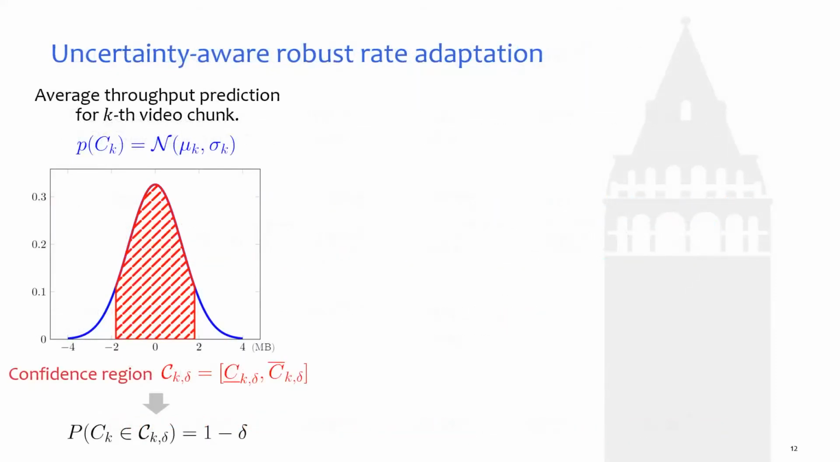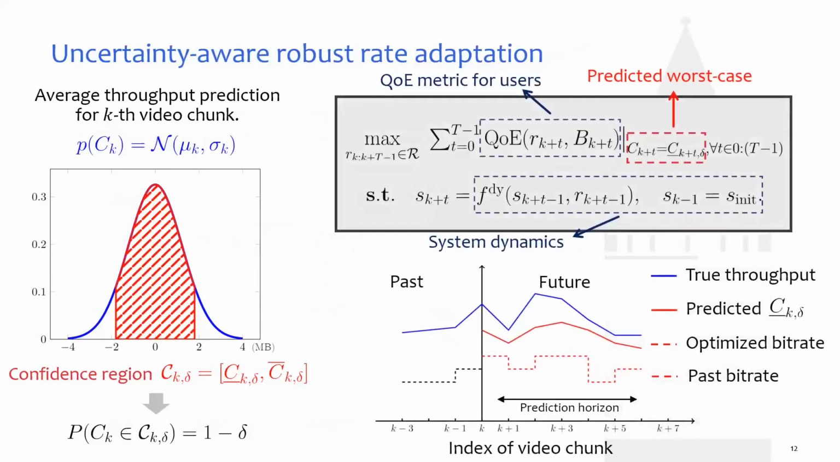And let's talk about the bitrate adaptation framework. As we said before, it is impossible to accurately predict the throughput value, but we can capture the uncertainties of the prediction. With the uncertainty, we build a confidence region, which means that we can guarantee that the true average throughput of each video chunk is contained in the confidence region with a probability of at least 1 minus delta. Then we can use the lower bound of this confidence region as the predicted worst-case throughput value and use the MPC strategy to maximize the worst-case user QoE.